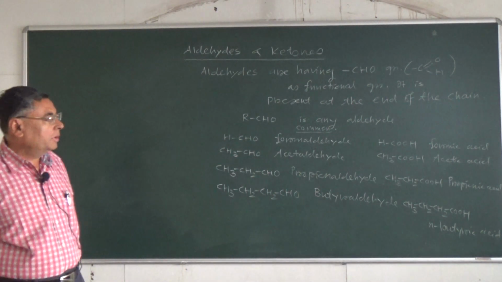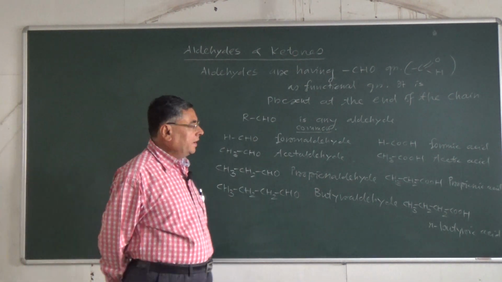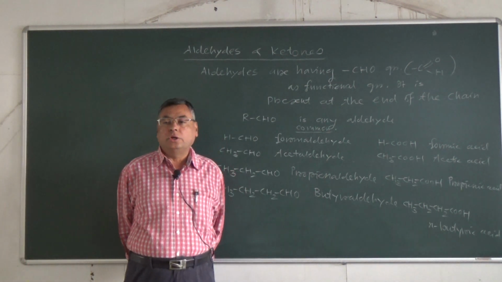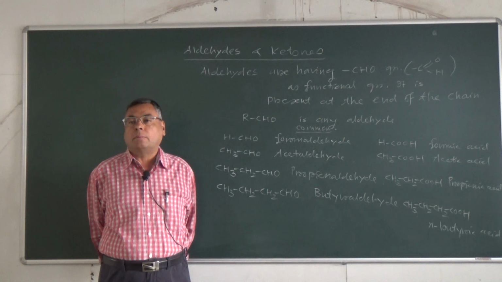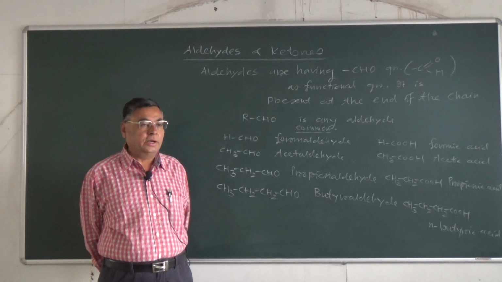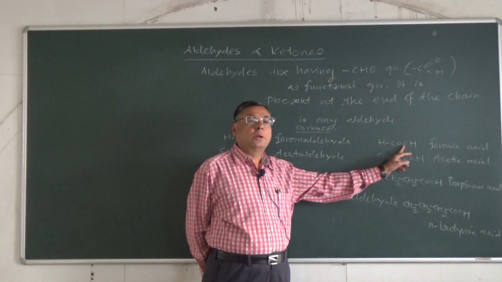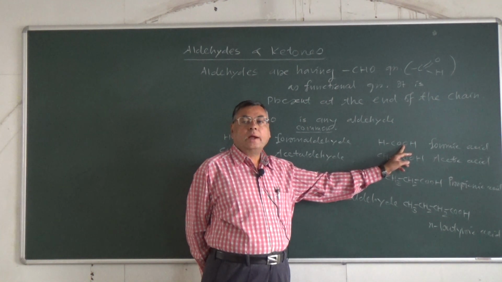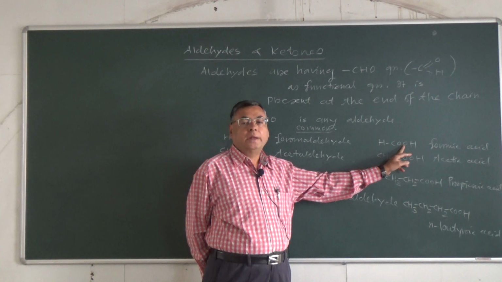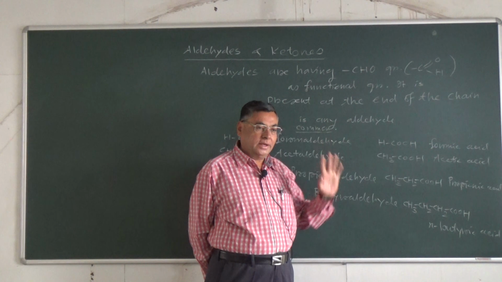And we know that for common name there is no rule. Common names may be given from their original source, or maybe from number of carbon, or maybe from name of the scientist. So here this name formic acid is given from word formica. Formica is a Latin word meaning ant. It is present in ants. Therefore, it is called as formic acid.